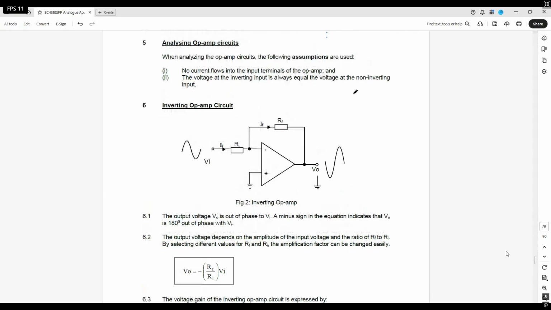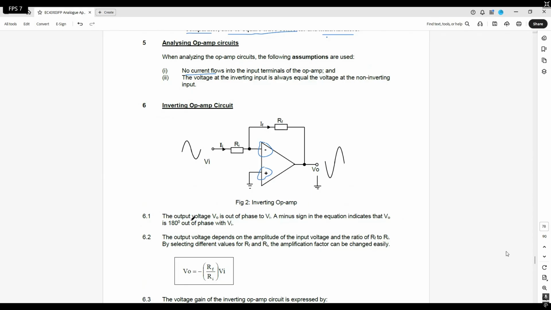All right. First thing, there are some assumptions to be made before we start to talk about it. First, there's no current flowing into the input terminals of the op amp. Then the voltage at the inverting input is always equal to the voltage at the non-inverting input. In other words, this point over here and the voltage over here are both the same. That's the first assumption.